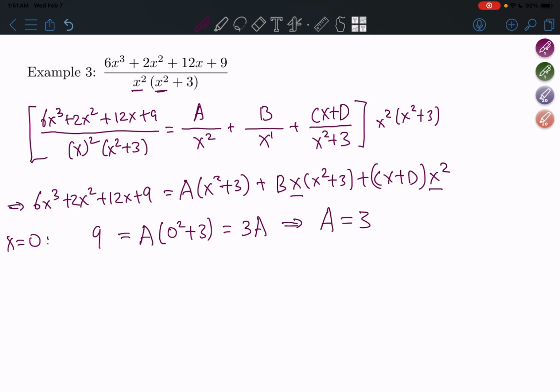So that's all well and good. But I don't have any more, right? Because the x squared plus 3 is not something that I can get a 0 out of, right? Because I cannot plug in complex numbers. So this is all I got.